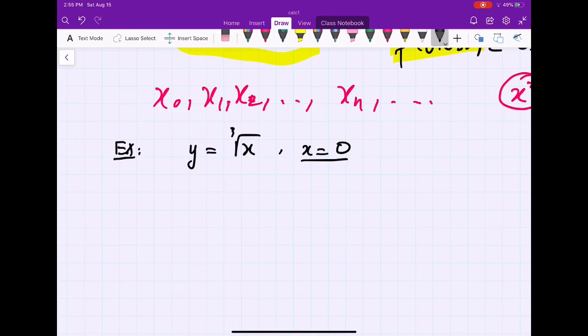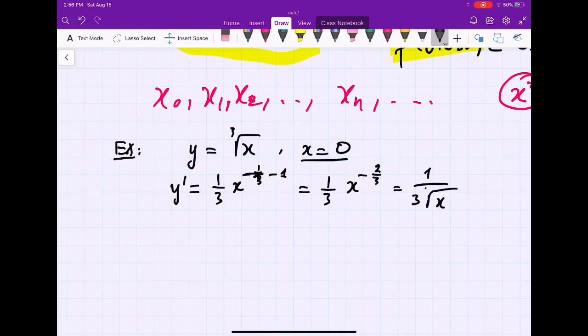But the bad thing about this function is the function is not differentiable at 0. Does it make sense? Not differentiable at 0, because the derivative of this function is what? The derivative is 1/3 x to the negative 1/3, or 1/3 minus 1. That is 1/3 x to the negative 2/3. Or you can write that as 1/3 over the cube root of x squared. The derivative is not defined at 0, and of course the function is not differentiable at 0.